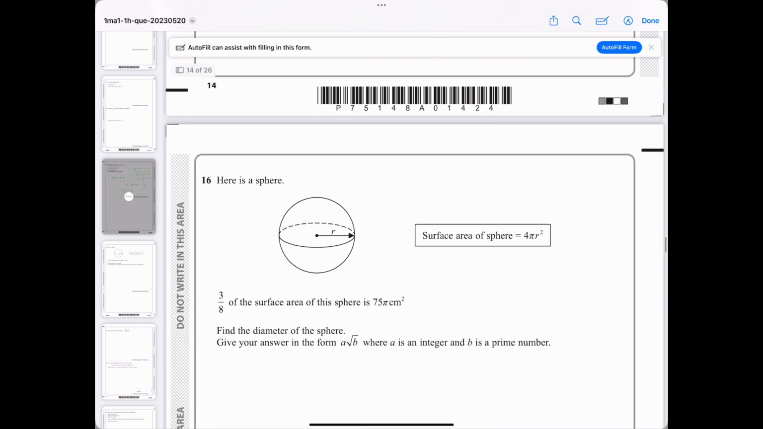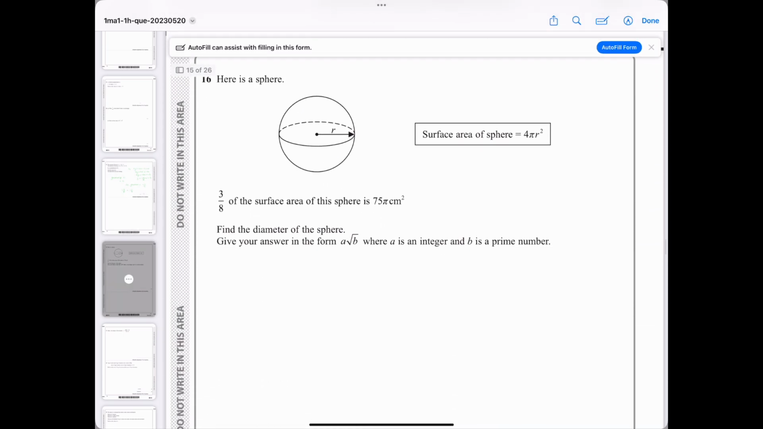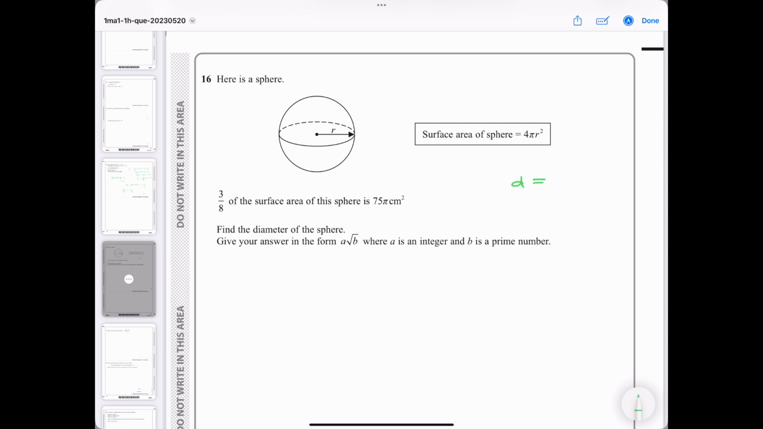Okay, now here's a sphere. 3/8 of the surface area of the sphere is 75 pi centimeters squared. Find the diameter of the sphere. Okay, so we're finding d, where d is 2r.